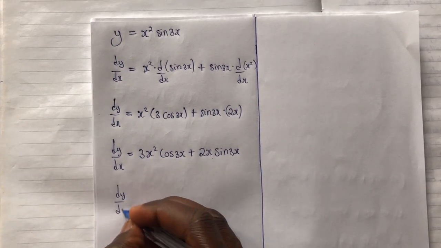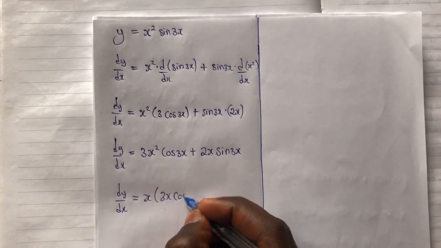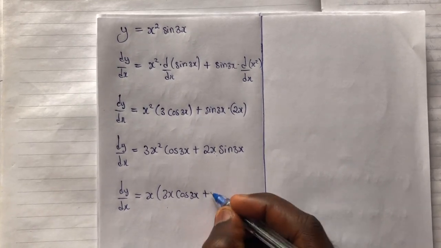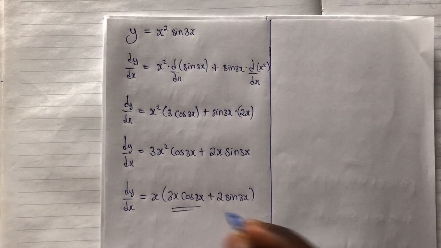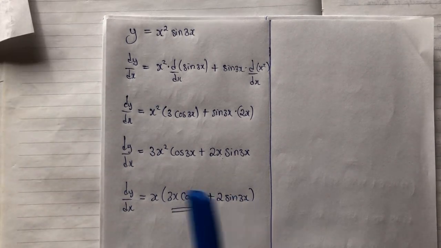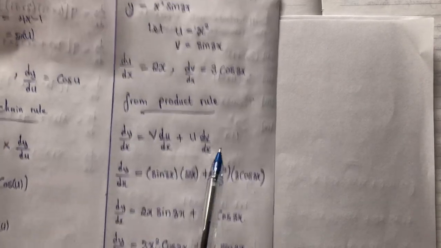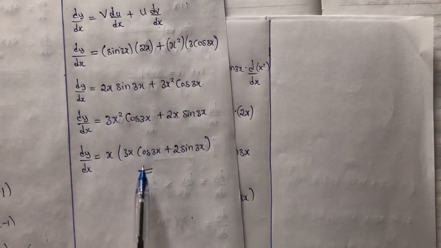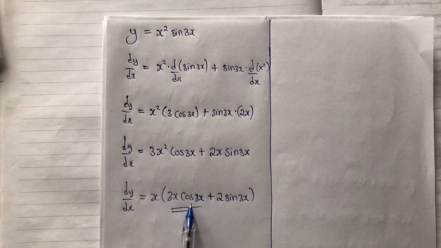So dy dx will give us x outside, 3x cos 3x plus 2 sine 3x. And this will be our final answer. So I didn't introduce the variables, I just used the formula. The product rule formula is straightforward. So the same function will produce the same result, and that is what we have here.